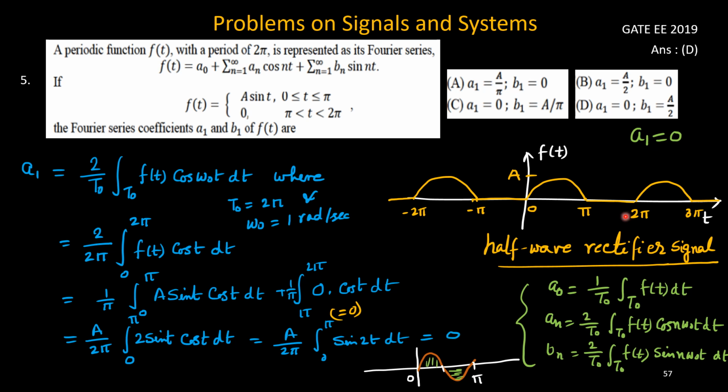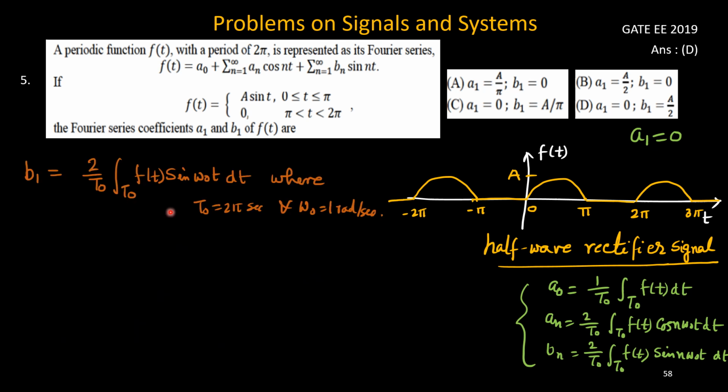You see, from 0 to pi it is sine t, and pi to 2 pi is 0. But if I consider sine 2t, then within this range I'll have a full cycle like this. A full cycle of the sine wave means the total area under the sine curve is 0. The positive and negative areas cancel.